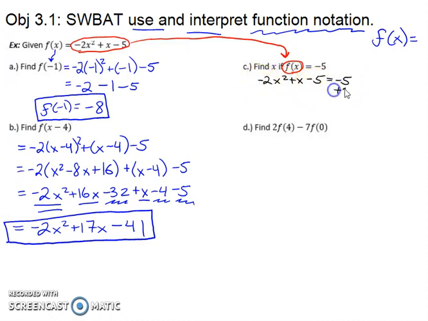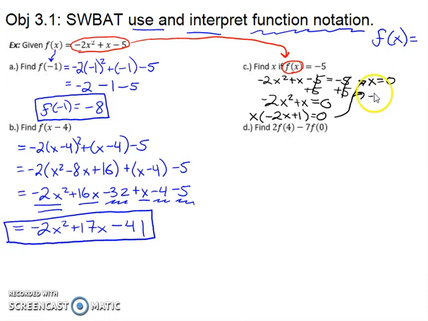So I want to get it to equal 0 because it's quadratic. I'll add 5 on both sides. And you notice that we get negative 2x squared plus x equals 0. This is factorable because the GCF is x. So when you take out an x, we have x times negative 2x plus 1 equals 0. Sorry about the lack of space here, but we are at the zero product property step. So we have x equals 0. That's one of the factors. And then we have negative 2x plus 1 equals 0.